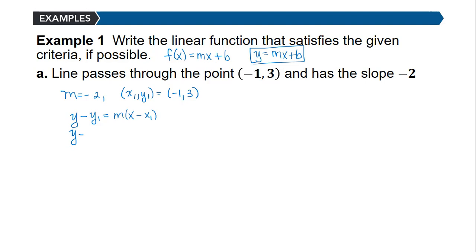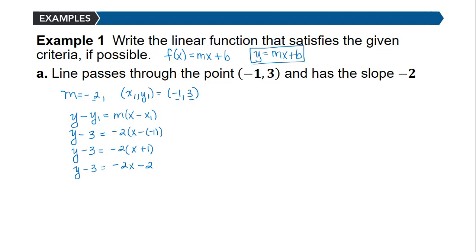Substituting, we get y minus 3 is equal to negative 2 times x minus negative 1. So we put the negative 1 in parentheses. Simplifying, we get y minus 3 is equal to negative 2 times, in parentheses, x plus 1. Now we can distribute on the right to get y minus 3 equals negative 2x minus 2.